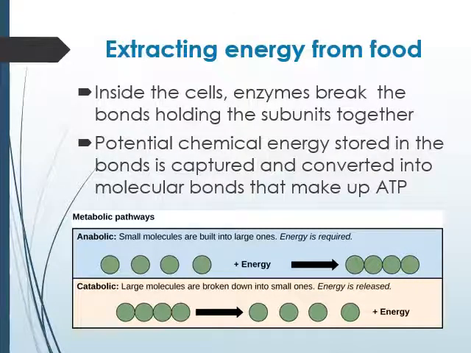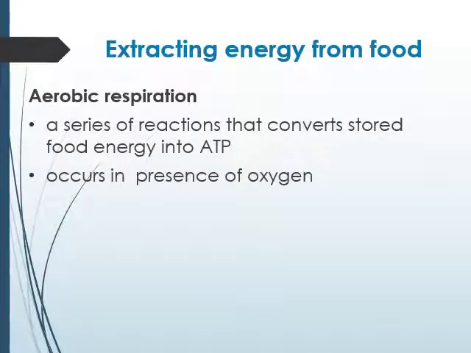And when we release this energy, it's usually potential chemical energy that's stored in those bonds. And when it's captured and converted into molecular bonds, that can make up ATP. ATP stands for adenosine triphosphate, which we'll talk about in just a second. So these are the two metabolic pathways that we discussed before, anabolic and catabolic. Okay, so what we're going to do now is a series of reactions that converts that stored food energy into ATP.